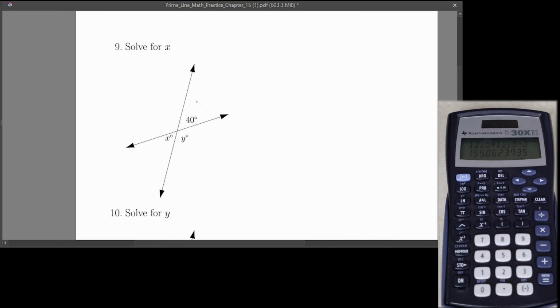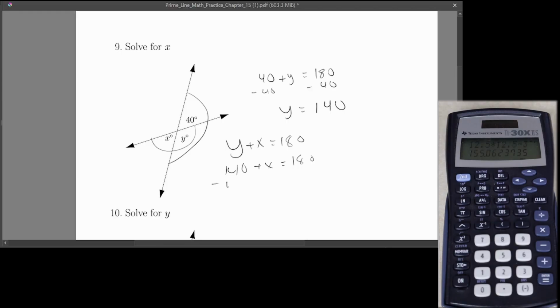Okay, solve for x and y. Realize these two angles form a straight line, so if we take 40 plus y, it should equal 180. And if we subtract 40, we get y equals 140. And then here, if we add these two, y plus x equals 180. We can plug in 140 for y, so 140 plus x equals 180, and subtract 140. So we get x equals 40.